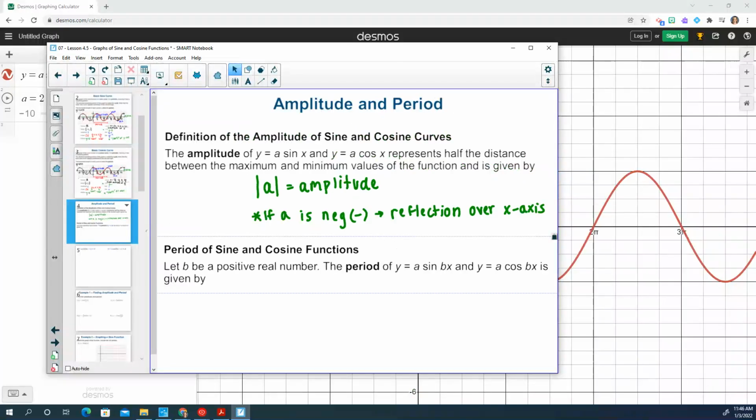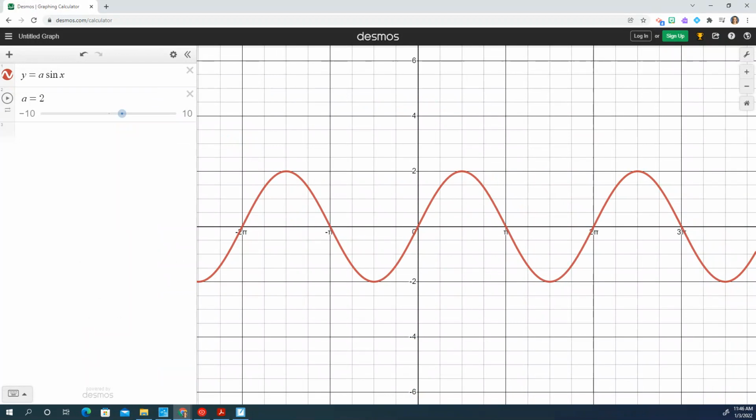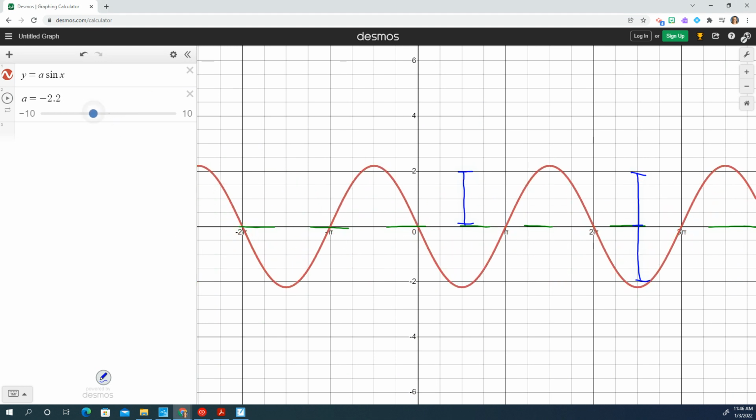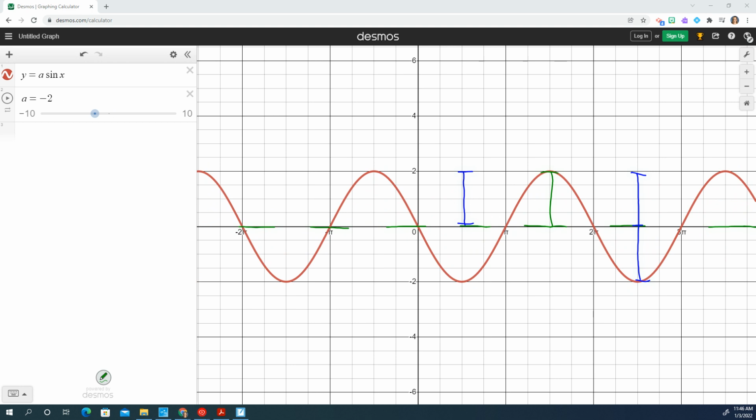Now, that doesn't change the amplitude. So right now the amplitude's 2. Here's my midline. I like to think of amplitude as this distance from the midline to a max. It's also half the distance from a min to a max. That's what your book says. From 2 to -2, it's half that distance. If I make it a -2, my amplitude is still 2, but the shape of the curve now goes down and up because of the reflection.